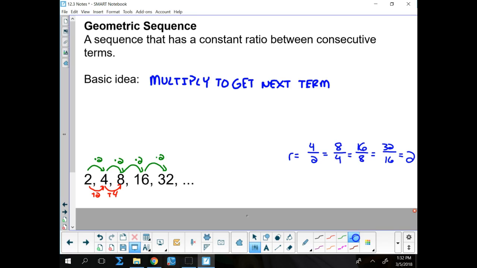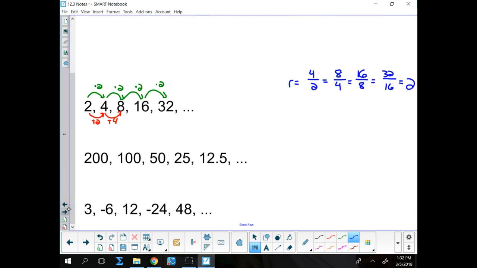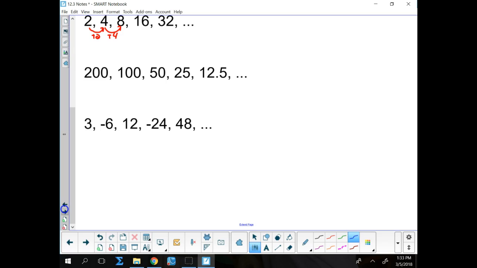Yes? Okay. What about, can R be less than 1? Yeah? Okay. So 100 here divided by 200 is the same as 50 divided by 100 is the same as 25 divided by 50 is the same as 12.5 divided by 25. All of those reduce down to 1/2.